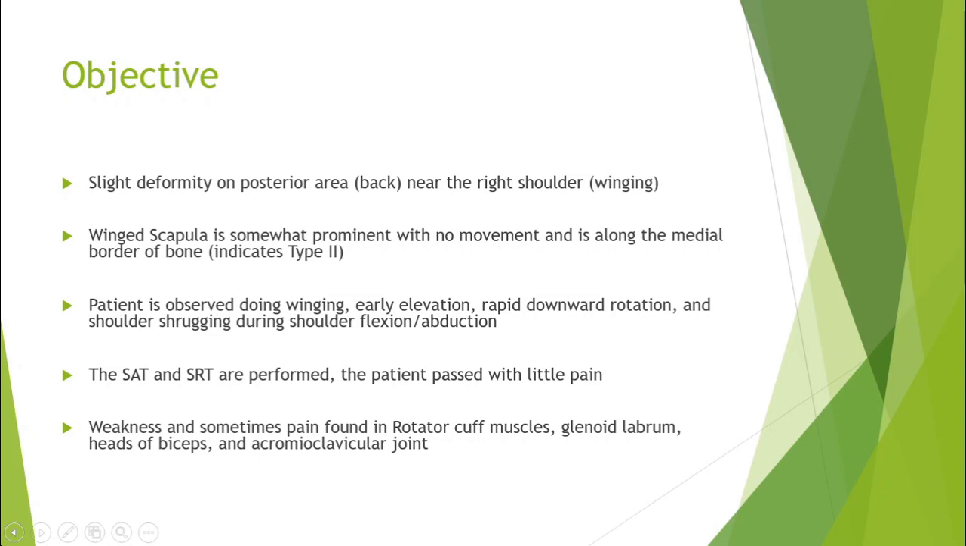When we performed the SAT and the SRT tests, the patient passed with little pain, which is really good. Weakness and sometimes pain was found in the rotator cuff muscles, glenoid labrum, heads of biceps, and the joint.